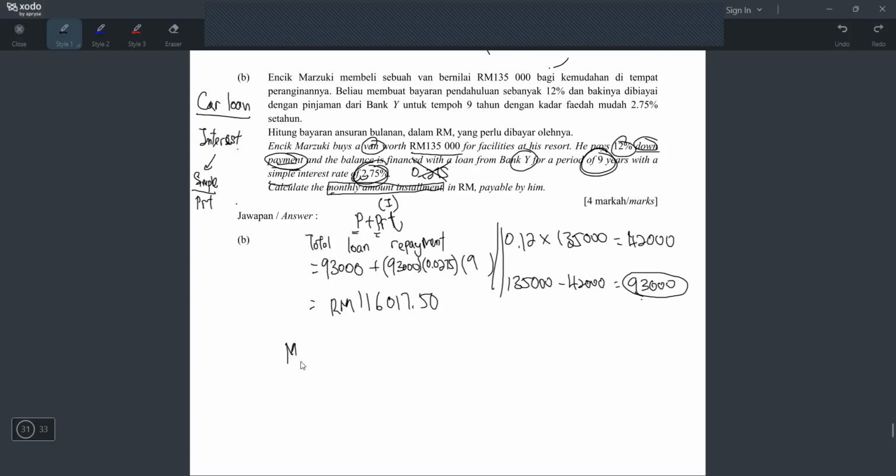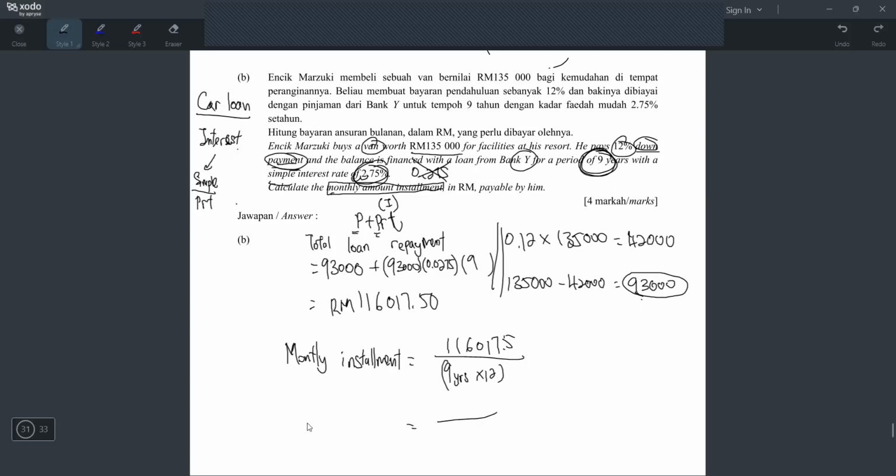Okay, after this you will calculate the monthly installment lah. So what is the monthly installment? You already know the amount you have to pay back to the bank is this, but you have to pay monthly, right? So this one is the total amount, but you will pay back over a period of 9 years. So what do you have to divide? If you want to get 1 month, first you take 9 years times 12, because you want to know how many months 9 years is.